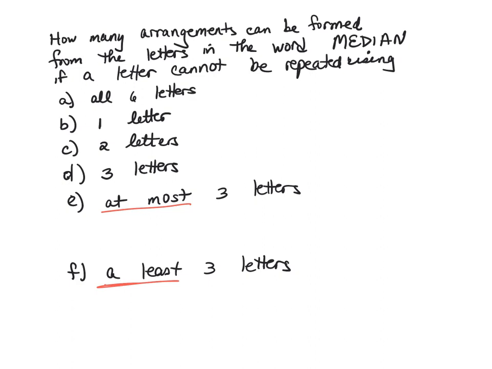So, okay. If we use all 6 letters, because there are 6 letters in the word MEDIAN, 1, 2, 3, 4, 5, 6, if we use all with no repetition, that's just 6 factorial. Now, if we use only 1 letter, we pick 1 letter from the 6. Well, we have one slot and it's 6. And of course, if you'd like, you could write 6P1.